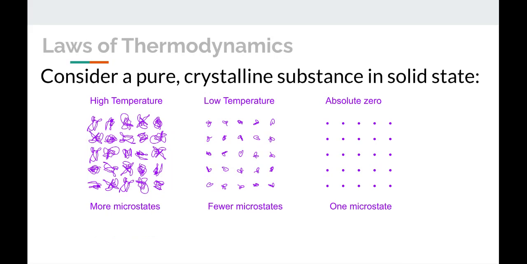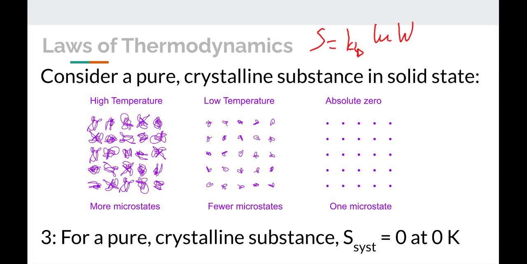Now remember that the entropy of a system is equal to the Boltzmann constant times the natural log of the number of microstates. And if you have 1 microstate, then the natural log of 1 is 0. So that means the entropy, when you're at absolute zero for a pure crystalline substance, is 0. And that's the third law of thermodynamics. For a pure crystalline substance, the entropy of the system is 0 when you're at 0 kelvins.